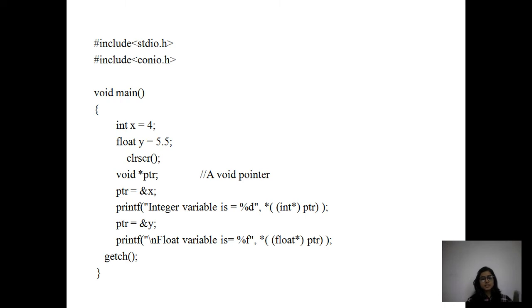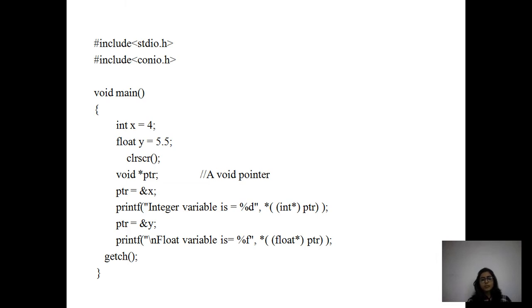Firstly we have declared the header files. Now in the void main, firstly we will use two variables so that we can prove the use of the void pointer. We can use the void pointer for an integer as well as a float. So we declare two variables. The first one is int x = 4, an integer variable whose value is 4. Now we declare a float variable, float y = 5.5. So x is an integer variable and y is a floating variable.